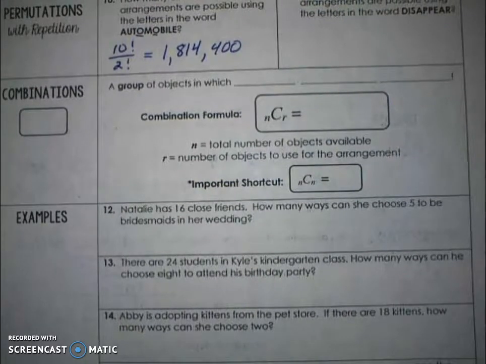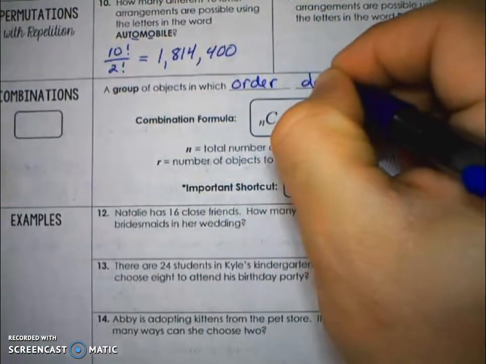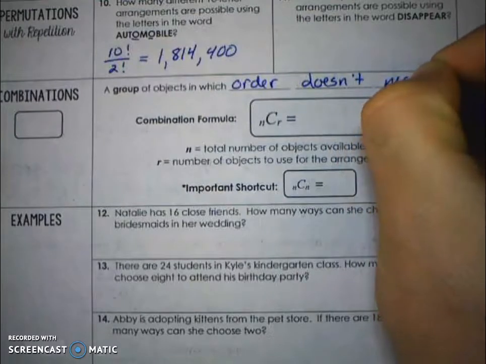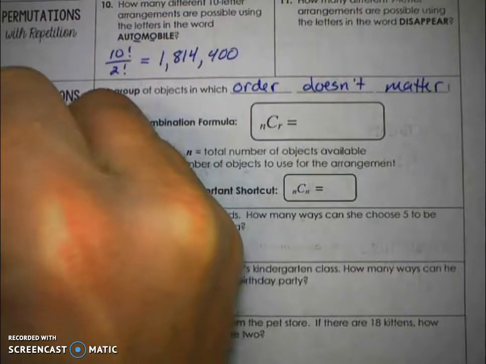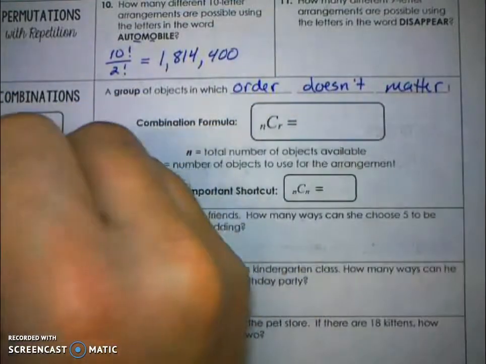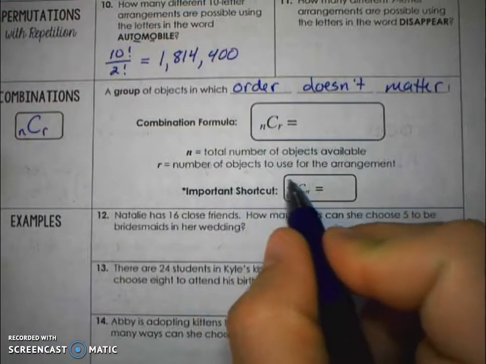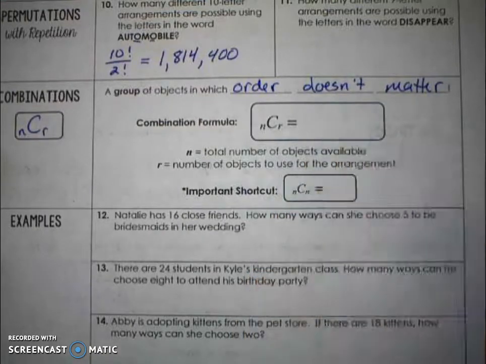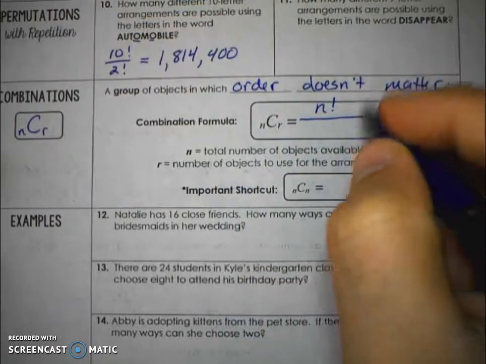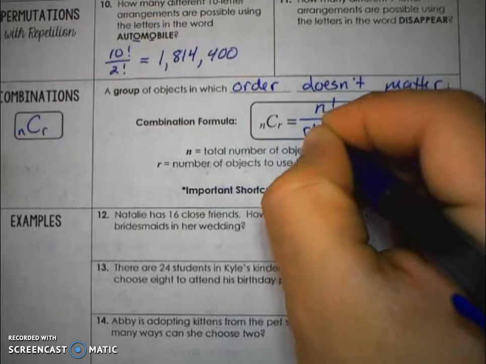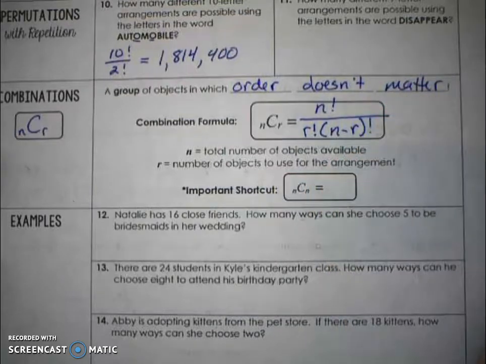Now, a group of objects in which order doesn't matter are called combinations. And we use this notation, little n, capital C, little r. Same kind of deal, but C for combination, where n is the total number of objects available, r is the number of objects to use for the arrangement. That formula is a little more complex. We still start with our n factorial on top, but now we're going to do r factorial times the difference of n minus r factorial.